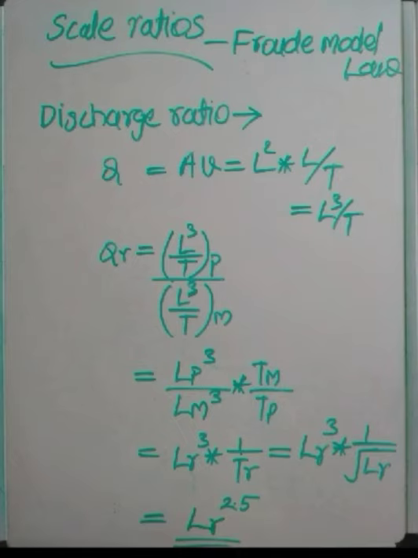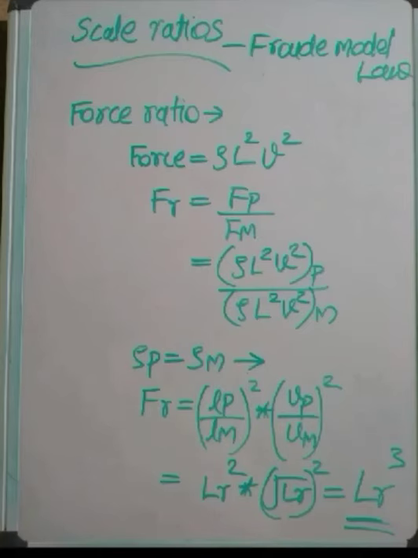Or it can be written as L cube divided by T of the prototype divided by L cube divided by T of the model. On substituting and rearranging, you will get the scale ratio for length the whole cube into the reciprocal of the scale ratio for square root of the length. So it can be written as Lr cube into 1 divided by square root of Lr, that is equal to Lr raised to 2.5. Now moving on to the scale ratio for force.